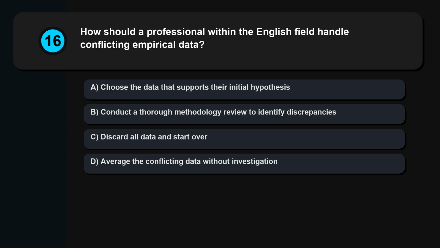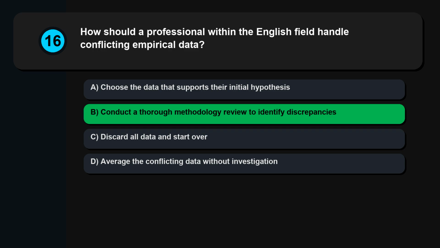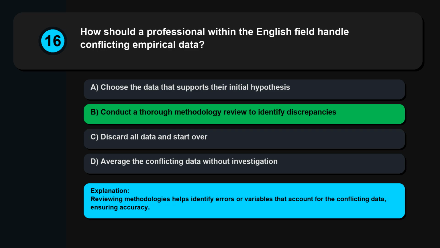Question 16. How should a professional within the English field handle conflicting empirical data? Choose the data that supports their initial hypothesis. Conduct a thorough methodology review to identify discrepancies. Discard all data and start over. Average the conflicting data without investigation. Reviewing methodologies helps identify errors or variables that account for the conflicting data, ensuring accuracy.